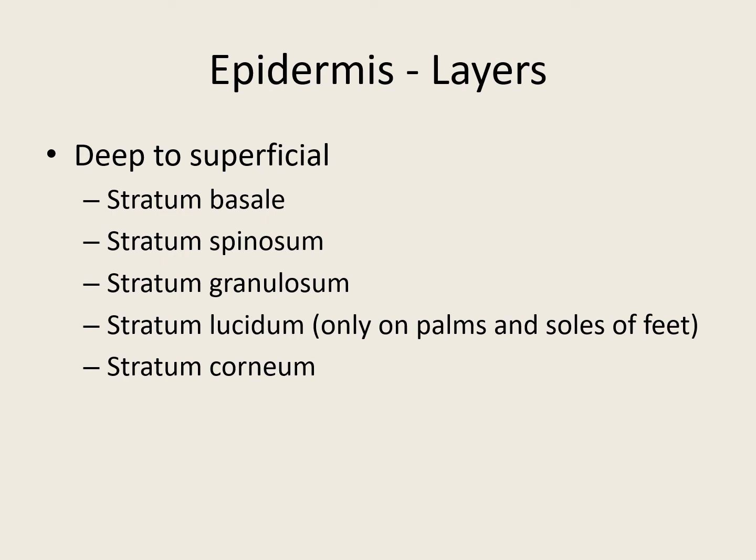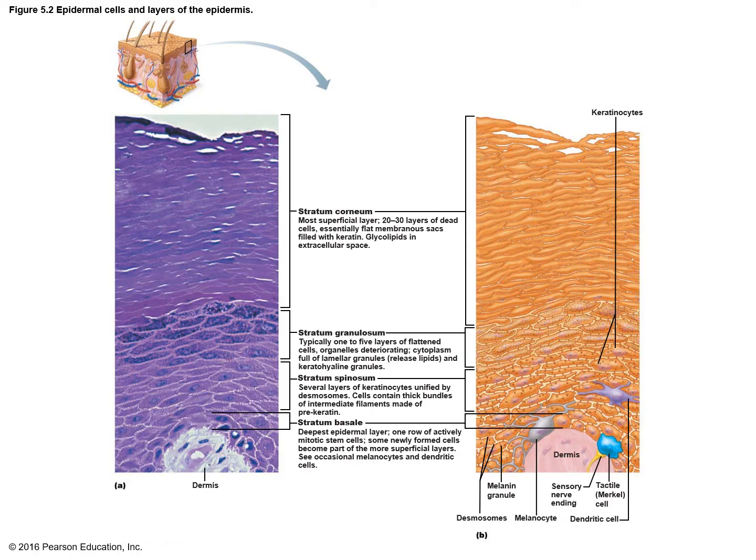The epidermis itself is multi-layered and has different layers, 4 or 5 layers, depending on the location of the body. So if we work deep and work towards more superficial, the different layers are the stratum basale, the stratum spinosum, stratum granulosum, stratum lucidum, and then the stratum corneum is the most superficial. So that's the one that you actually see. The stratum lucidum is found only on the palms and on the soles of the feet, where you have a lot of extra wear and tear and friction.